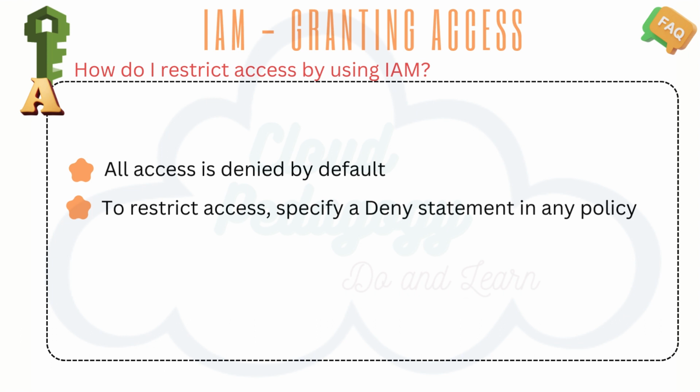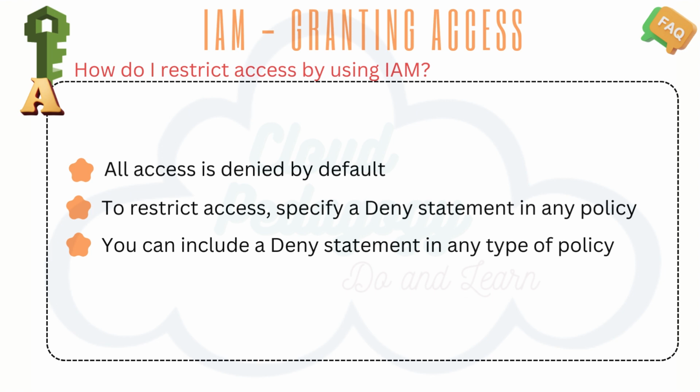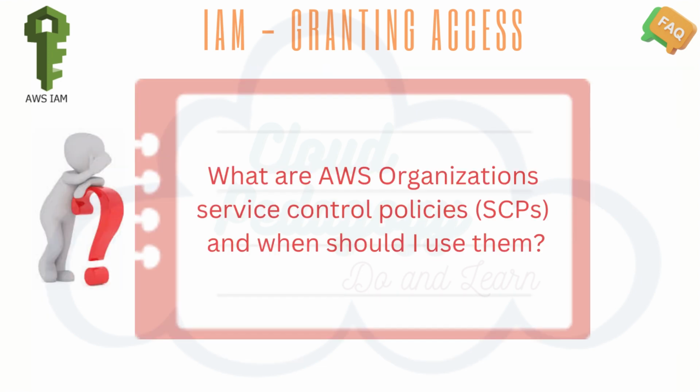For example, if you allow access to all actions in AWS but deny access to IAM, any request to IAM is denied. You can include a deny statement in any type of policy, including identity-based, resource-based, and service control policies with AWS Organizations. So, what are AWS Organizations service control policies, which are SCPs, and when should I use them?